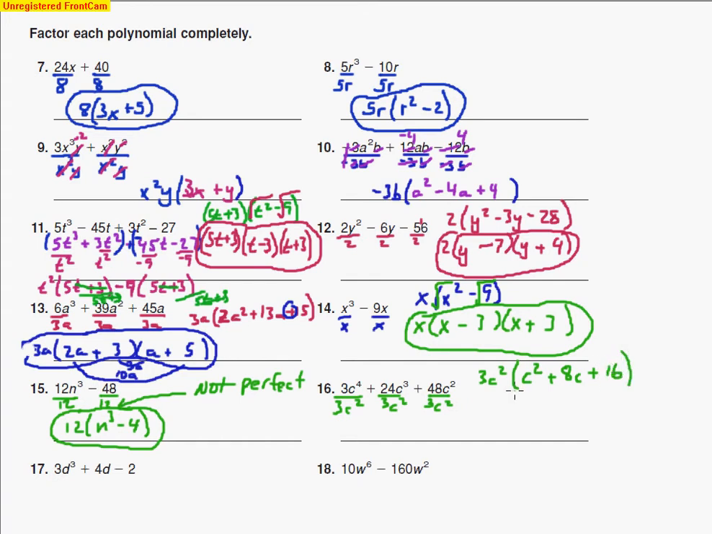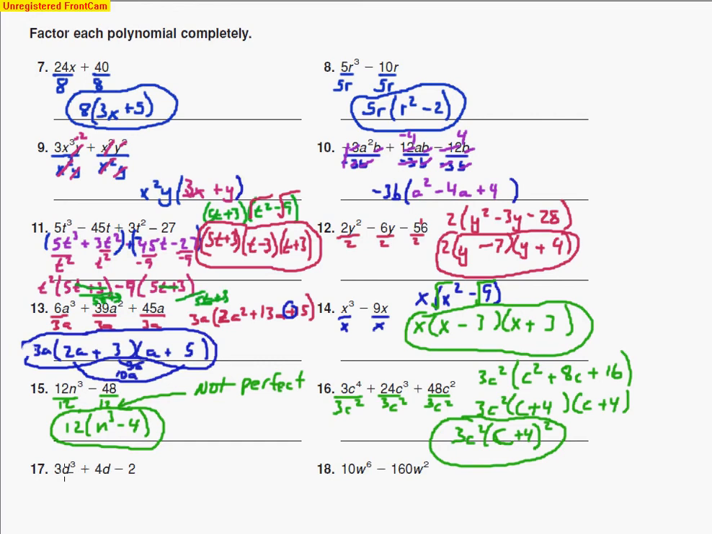Well, we can go ahead and try to factor this further. We can factor it by drawing 2 binomials, doing c and c. Now, numbers that multiply to make 16 but add to make 8, well, that'd be a positive 4 and a positive 4. And so you could end up writing that as shorthand 3c squared times c plus 4, quantity being squared, since we have 2 binomials that are the same.